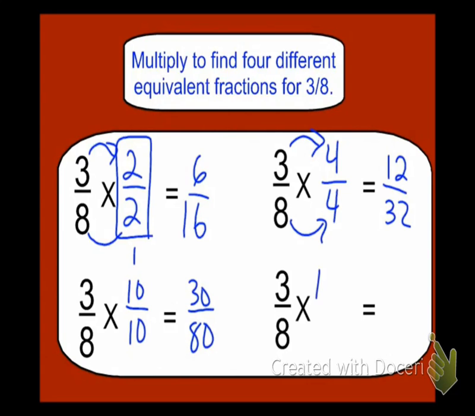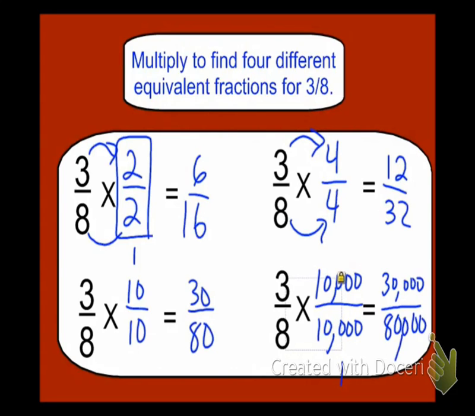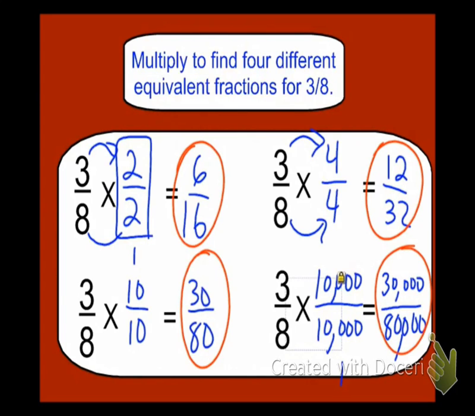And how about 10,000/10,000, which is equivalent to 1? It's like multiplying times 1. That would give us 30,000/80,000. That's an equivalent fraction to 3/8. So we just made 4 fractions that are equivalent to 3/8.